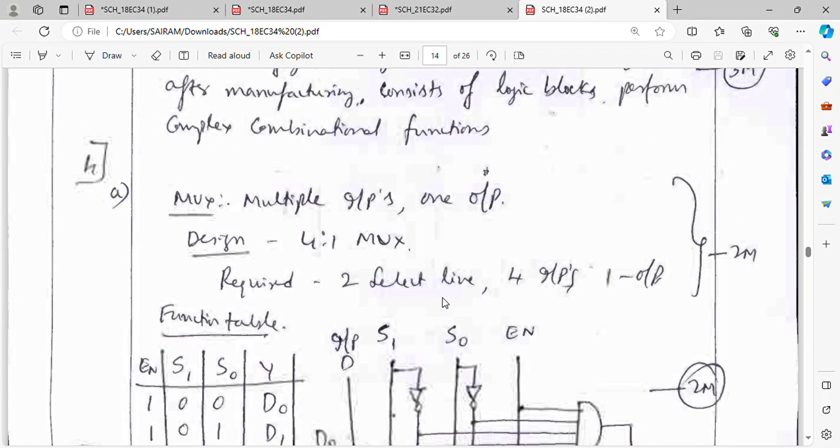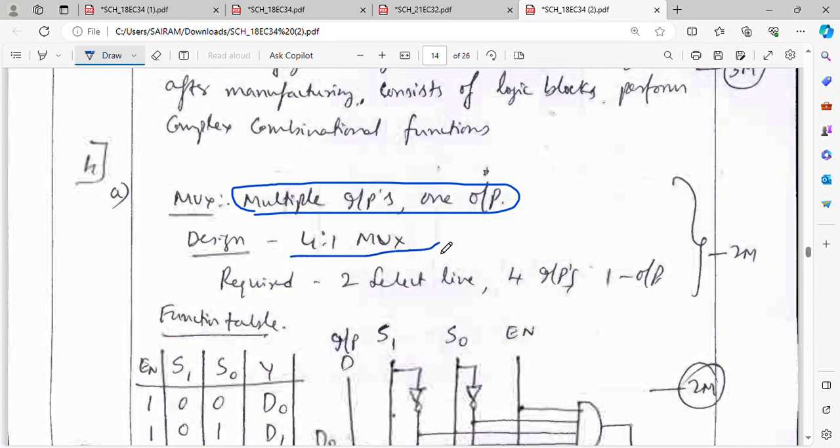So this is 4a. So here you can see that it is marked as multiple inputs and one output. I think I have said this once, but to discuss the question paper I have to say it again. And design a 4:1 multiplexer, which requires 2 select lines and 4 inputs and one output.